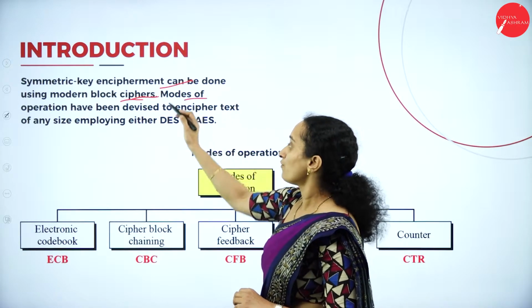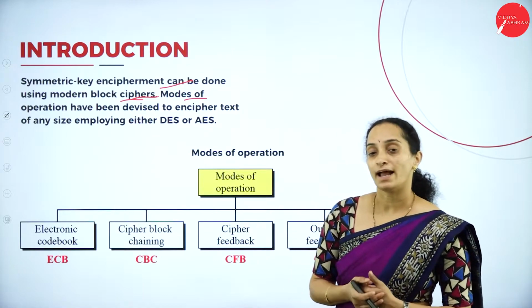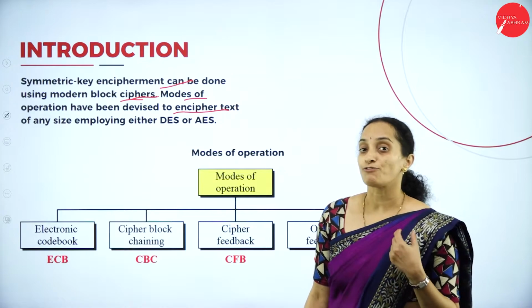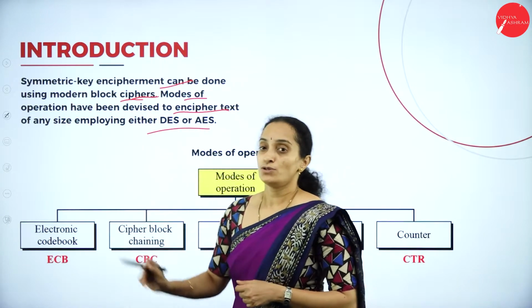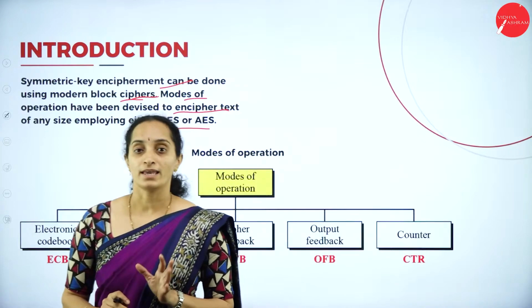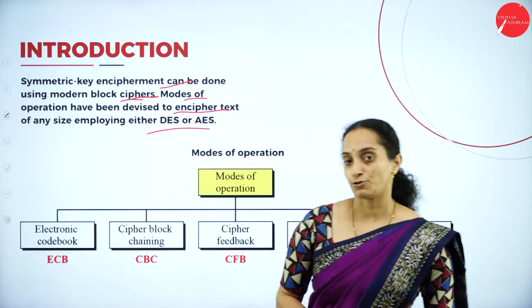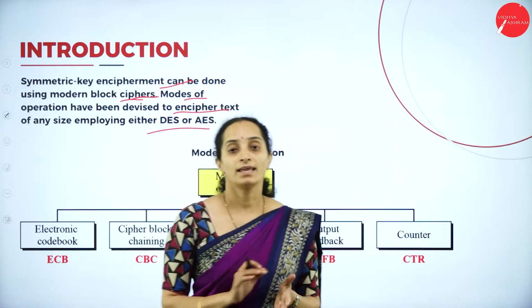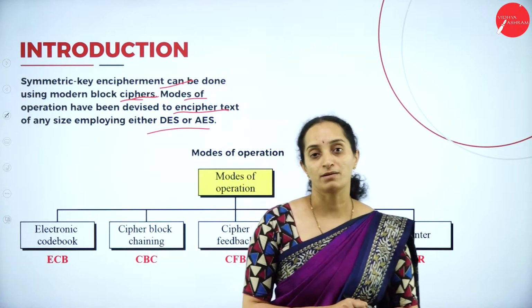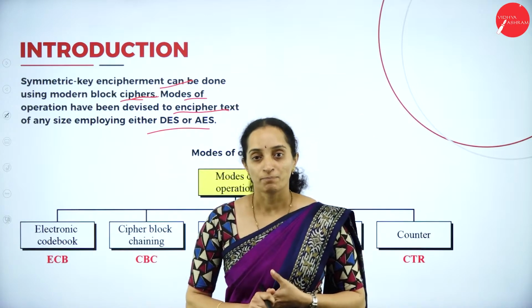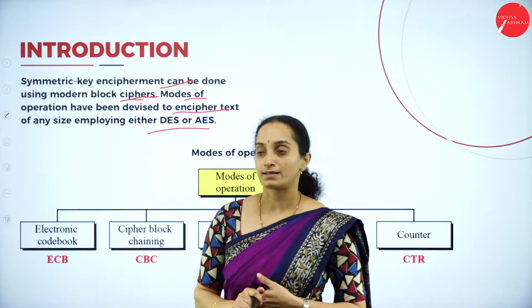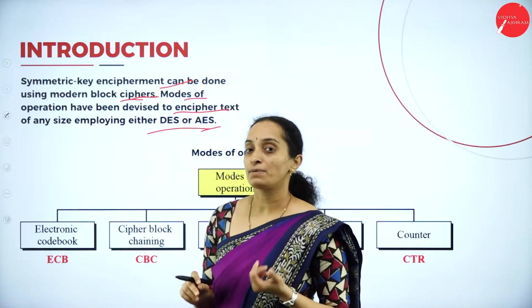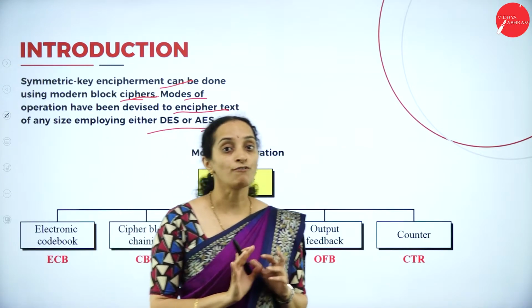The modes of operation for encryption and decryption have been devised to encipher text of any size by using DES or AES. DES uses 64 bits of plain text, and AES is going to use 128 bits of key as well as plain text block, isn't it? Now, you can use DES or AES to encrypt and decrypt any message of any size.